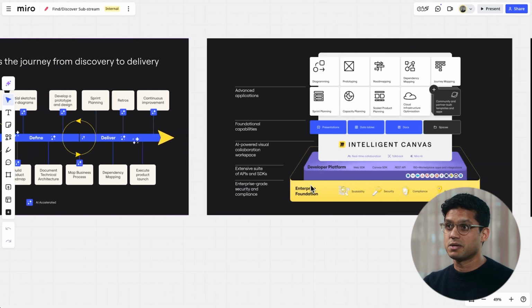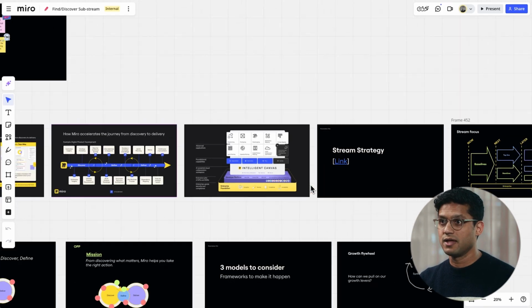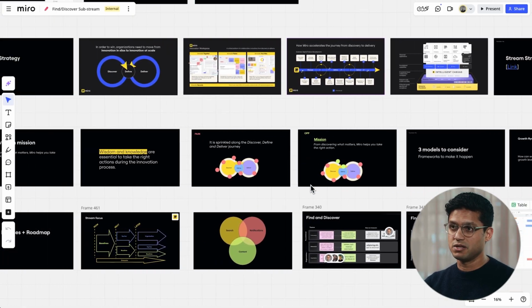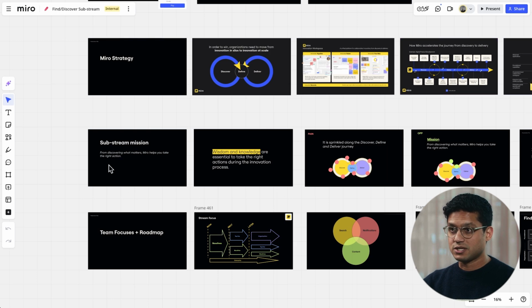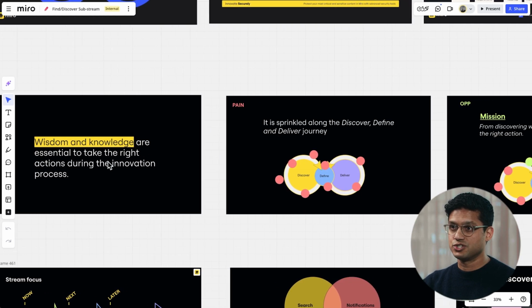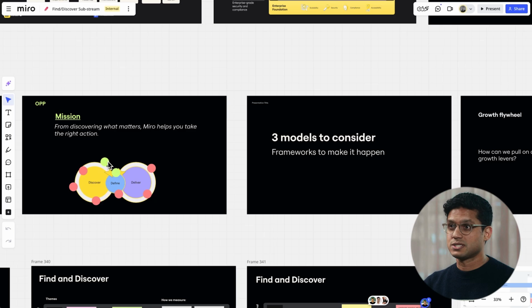Our substream's mission is to make Miro the go-to place for users to start their day, from discovering what matters to taking meaningful action. But to bring this to life, we need to connect our substream mission with our company strategy. We need to make sure our work is tied with our objectives.